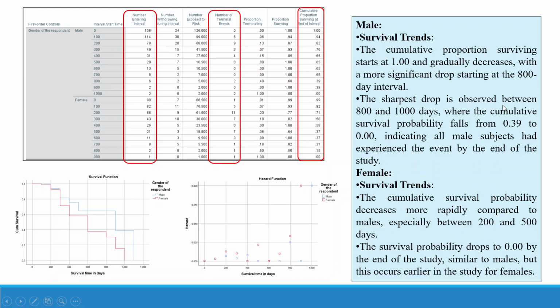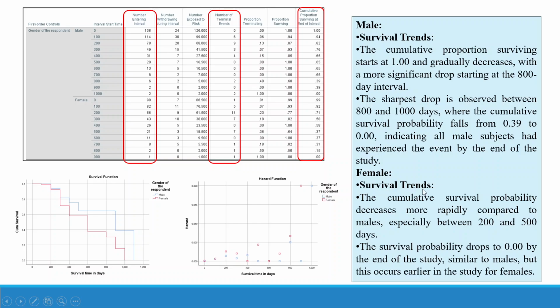The sharpest drop is observed between 800 and 1000 days, where the cumulative survival probabilities fall from 0.39 to 0.00. This is the sharpest drop, indicating all male subjects had experienced the event by the end of the study.